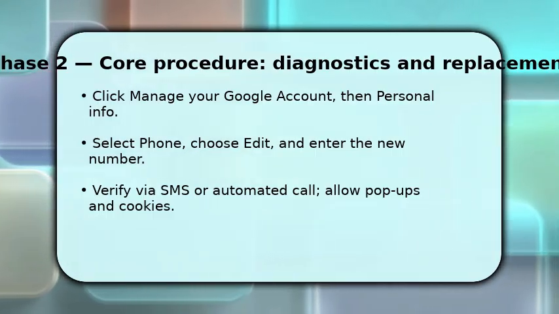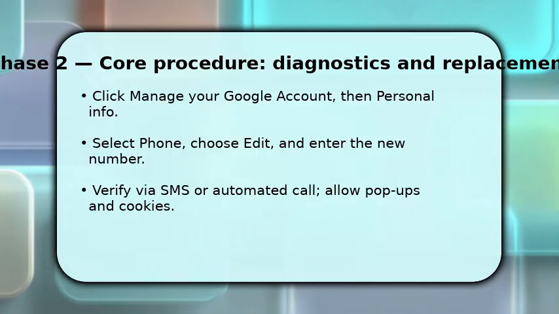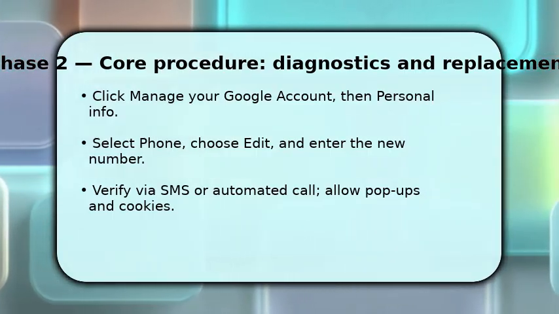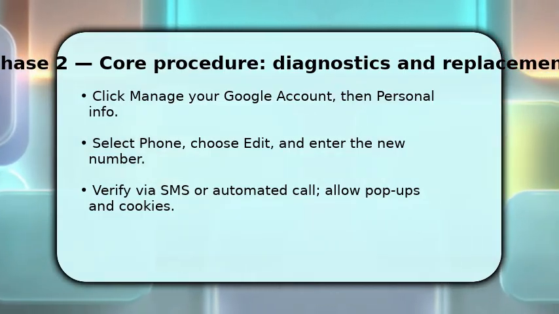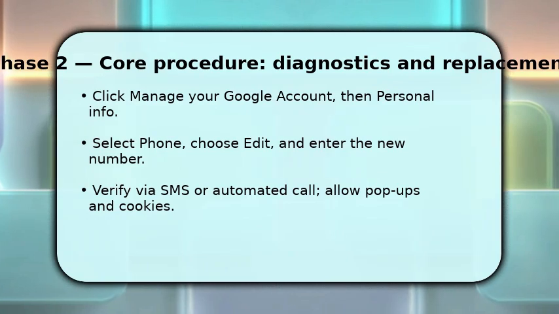Once the code arrives, enter it promptly. Some carriers delay SMS, so choose Call if needed. This ensures YouTube recognizes the number across services and keeps recovery and notifications consistent.